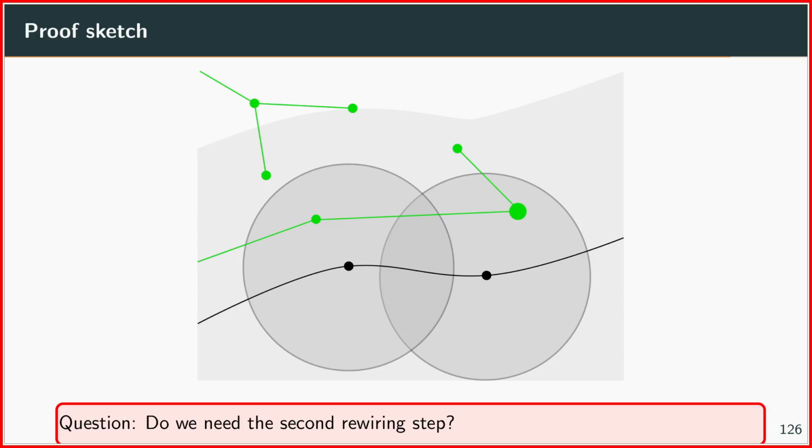Yes. I think it's needed for optimality because we could still track into a later path, a later ball on the optimal path, and we would still connect it at this later point optimally. But then to find the optimal path, we would have to go through this ball again. And in that case, we need to rewire it to have the actual shortest path.